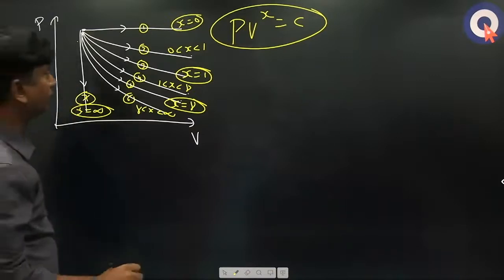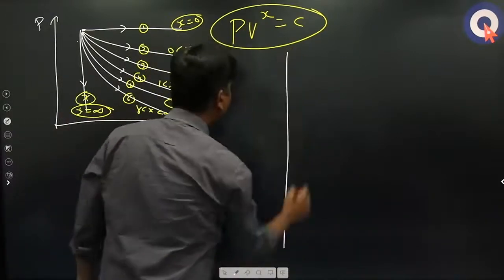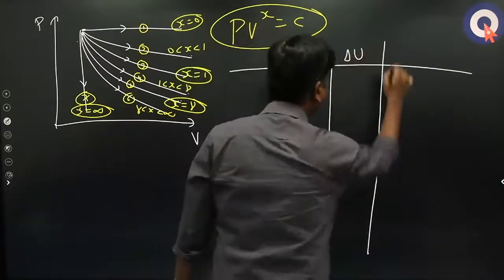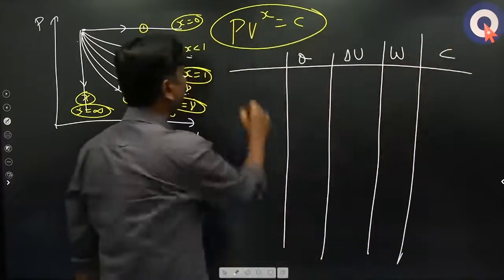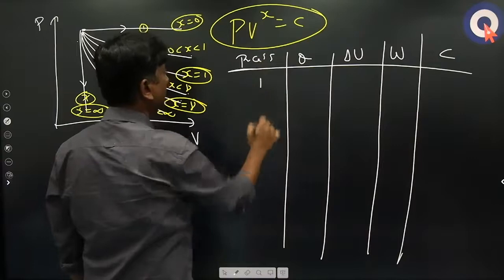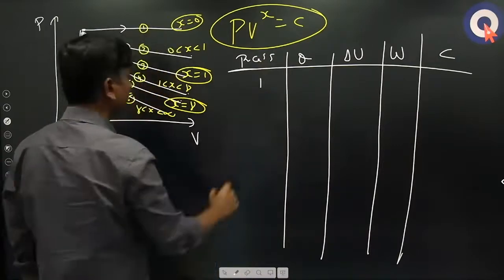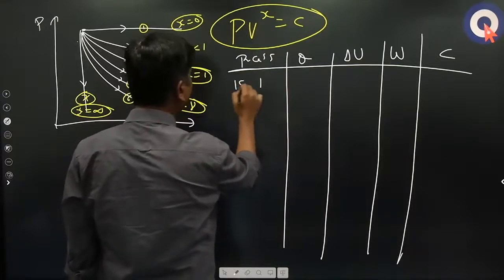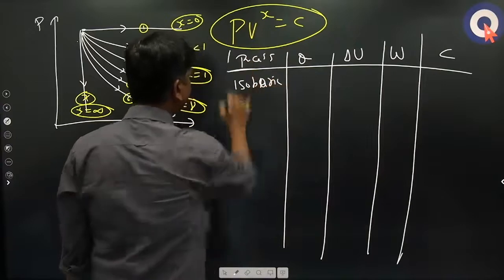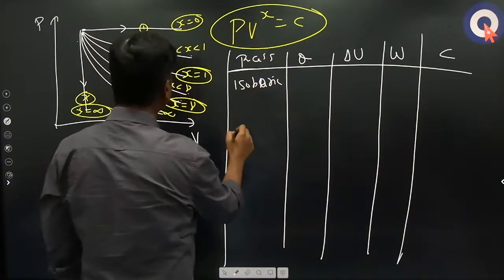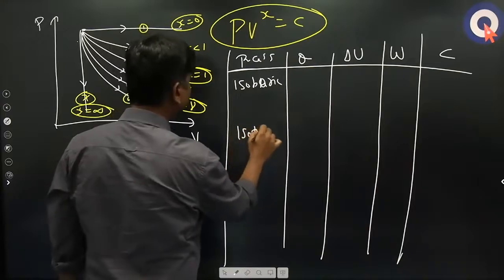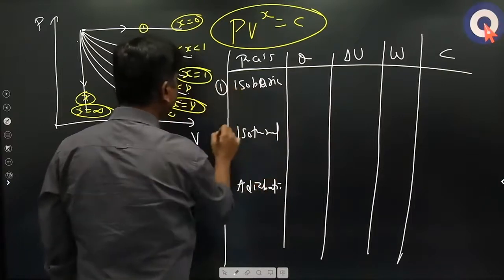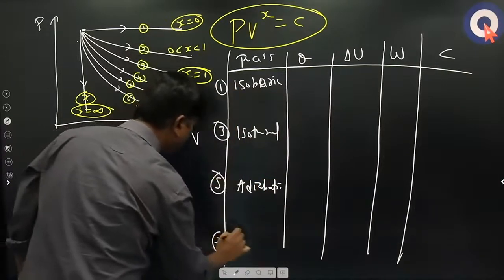Simple. Now for any process, what is Q, delta U, W, and molar specific heat? Okay. And which process are you talking about? First one, second one, third one. So the first one, as you know, is constant pressure, isobaric. The third one is isothermal. The fifth one, adiabatic. And the seventh one, isochoric.